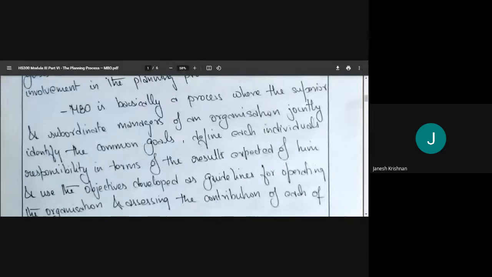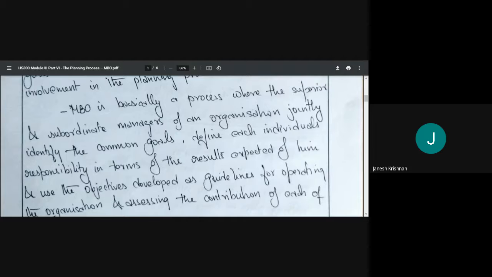So the 100 pens is decided by both the superior and the subordinate together. They will sit there, they'll talk, and together they will decide on 100 pens, and that 100 pens is the result expected from the subordinate. And he will be evaluated based on that. It is his responsibility to produce 100 pens. That's the agreed upon terms. So you need to produce 100 pens.